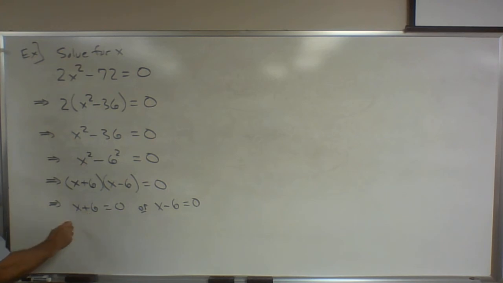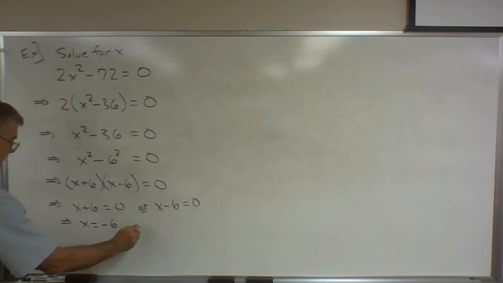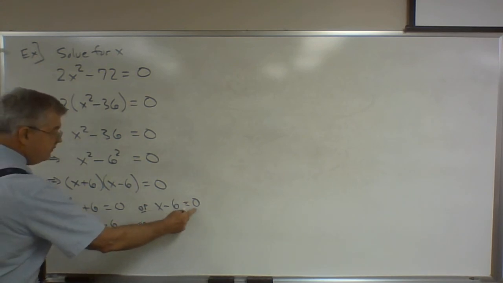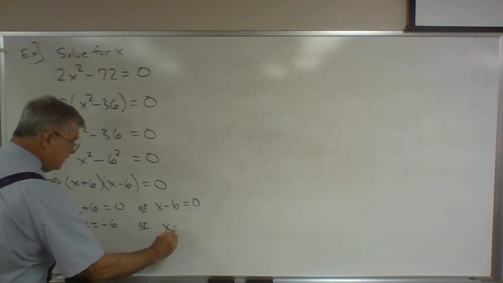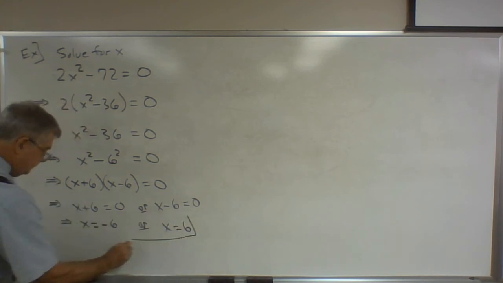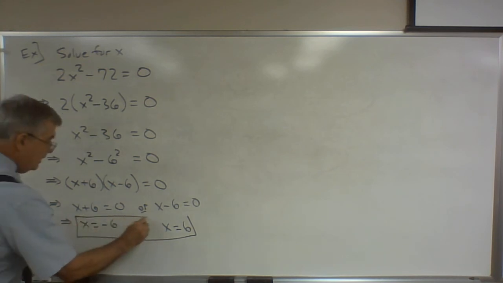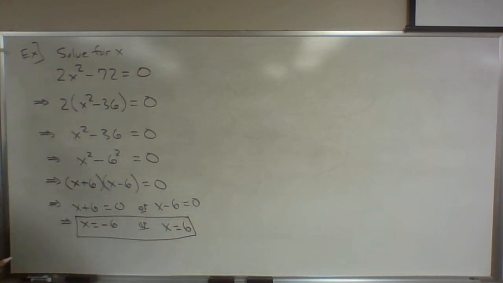If x plus 6 is 0, that means that x equals negative 6. If x minus 6 is 0, that means that x equals plus 6. And that's our solution. Now that was pretty simple.